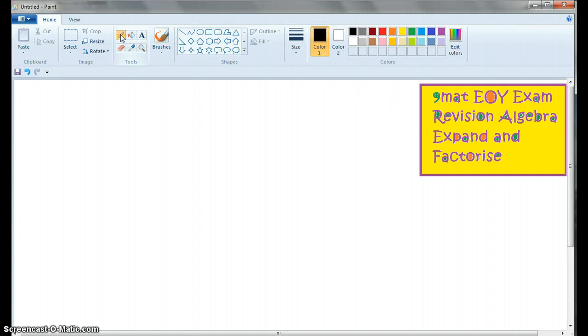Okay, we're going to look at algebra, expanding and factorising. I'll start from the beginning, but remember we have learnt this multiple times this year.